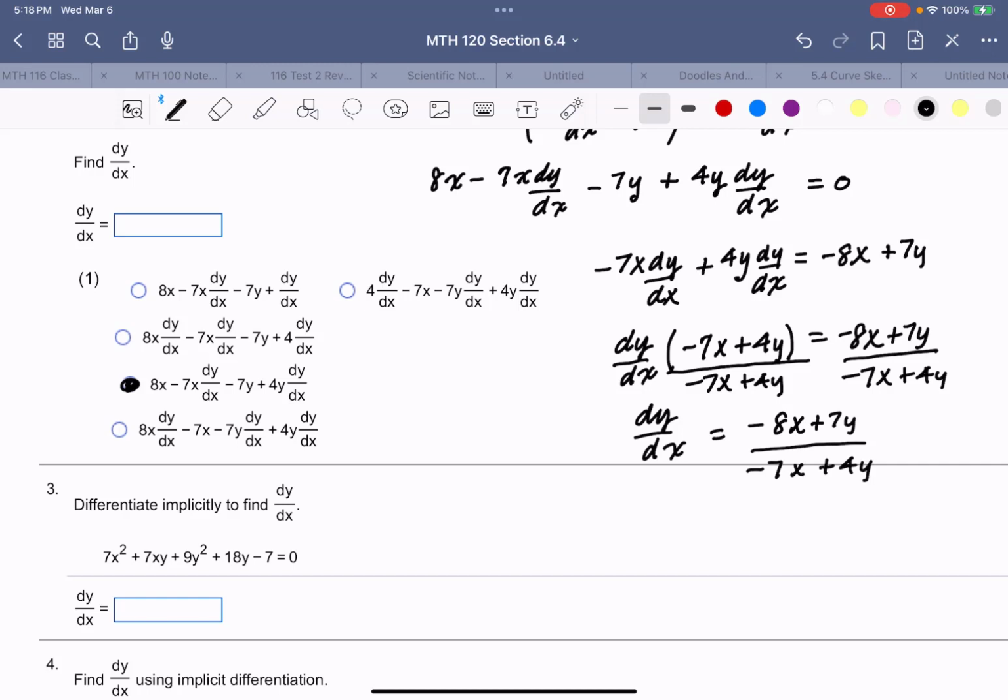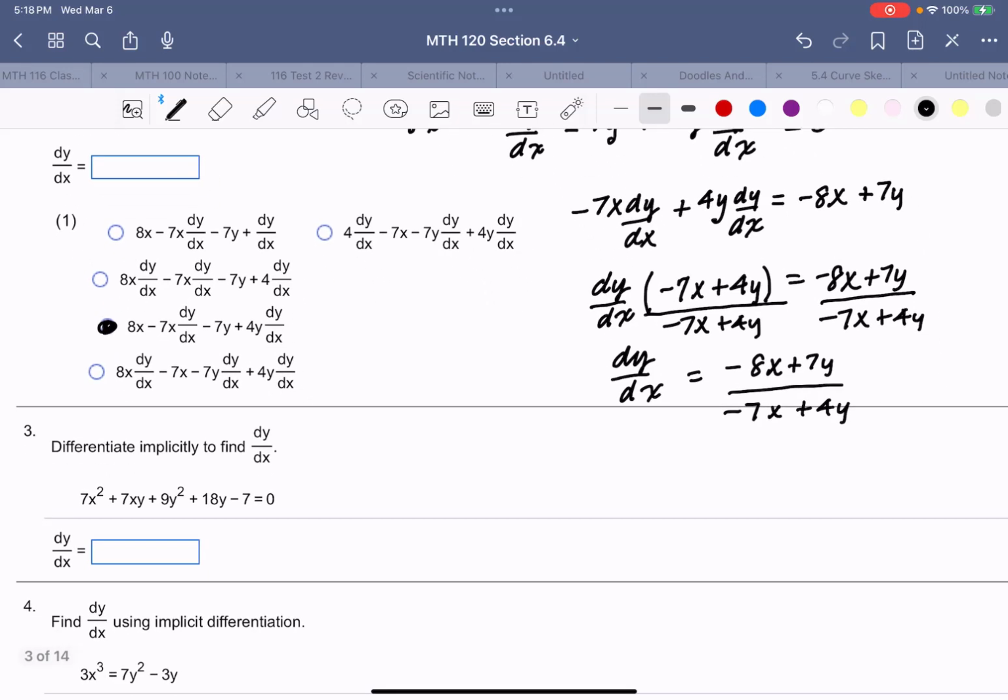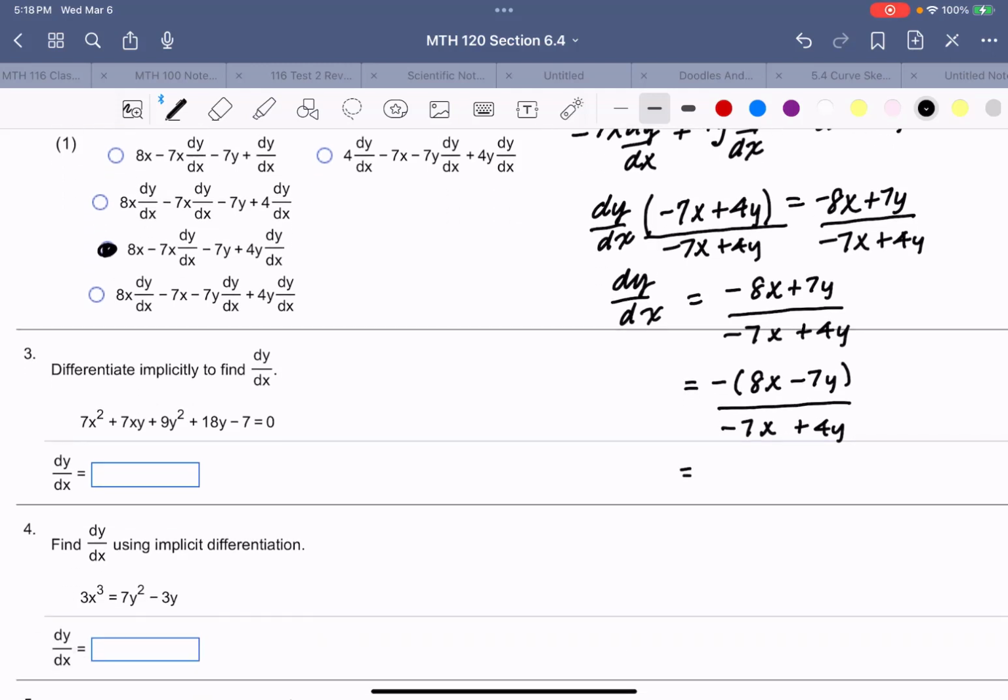Now there are some other versions of this. For example, I could factor a negative out of the top. That would give me an 8x minus a 7y. And then I could apply that negative by moving it to the bottom. Because see, that's like a negative 1, and it can be in the top or the bottom. And that would give me 8x minus 7y over 7x minus 4y.